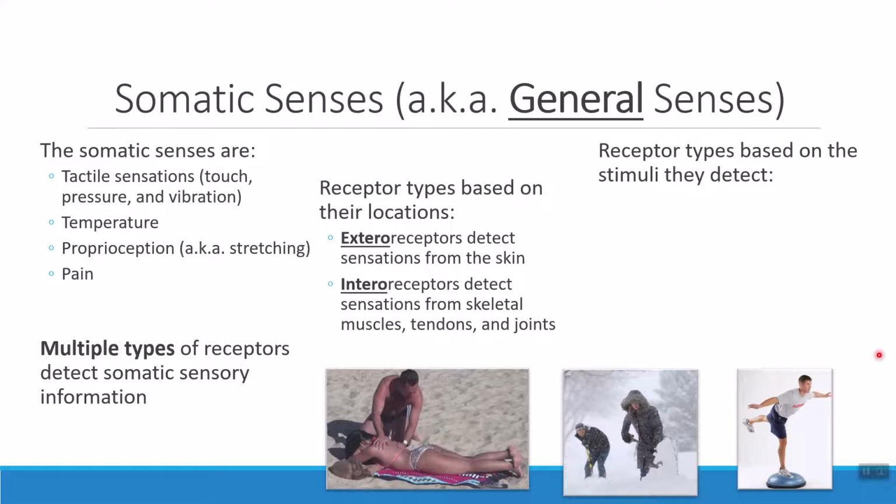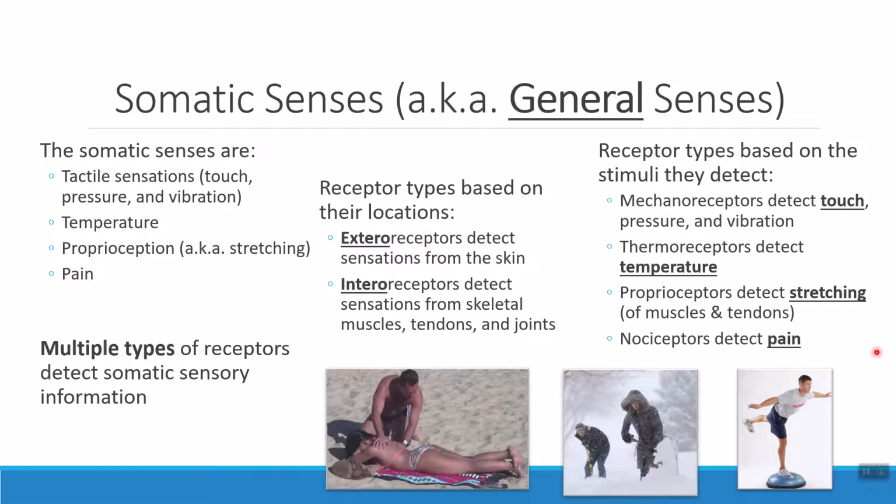We can also classify receptors based on the very specific stimuli that they detect. So remember that mechanoreceptors are my receptors that are detecting touch sensations or tactile sensations. Thermoreceptors are my receptors that are detecting changes in temperature. Proprioceptors, this is maybe a new one for us, are stretch detectors. Proprioceptors are used to help us figure out where our body is in the environment.